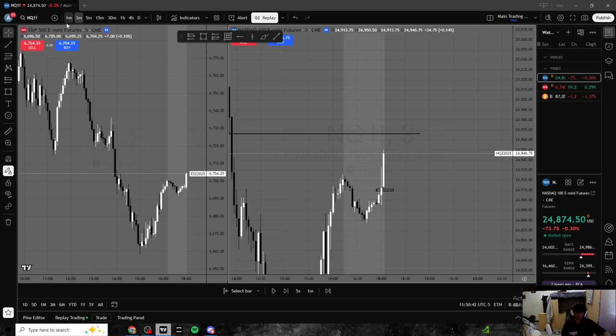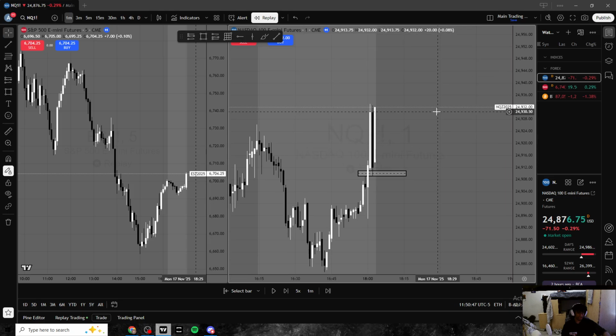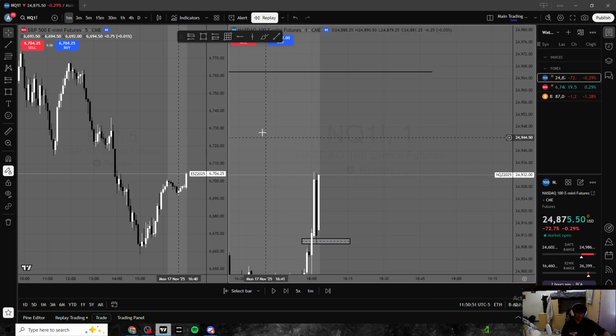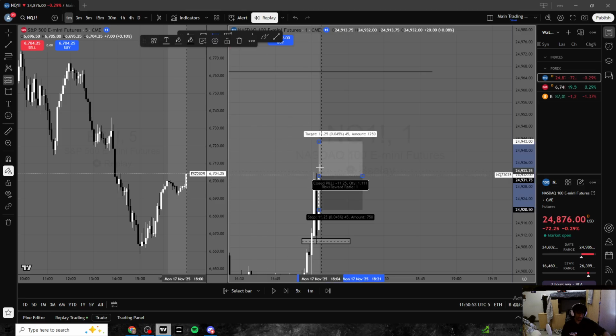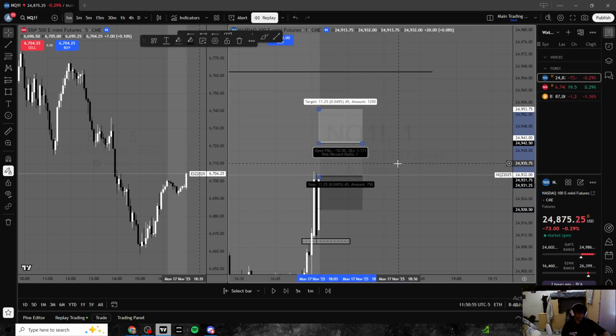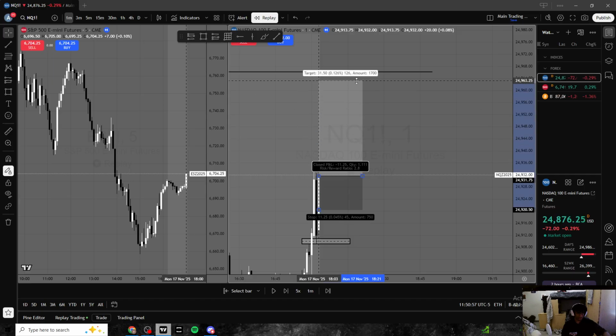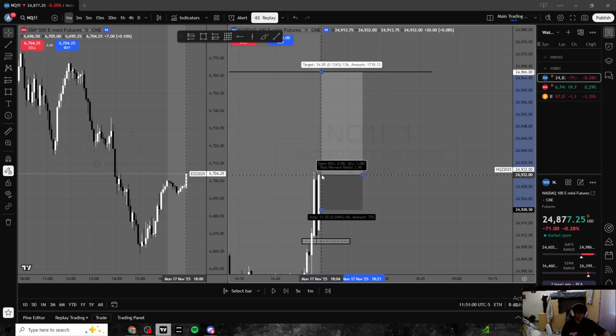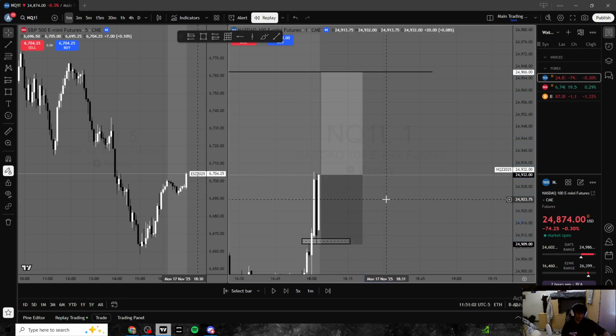Let's say your confluences were that we tapped into that 15-minute PD array. We tapped into this 1-minute fair value gap. We're seeing displacement higher. You're ready to target longs. Oh my God, it's doing this. It's ready to target longs. So not the best RR, but we'll see what would have happened.